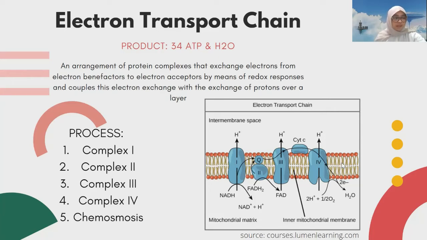There are 2 heme groups and 3 copper ions. And the last process is chemiosmosis. Chemiosmosis is when the free energy from the series of redox reactions just described is used to pump hydrogen ions across the membrane.